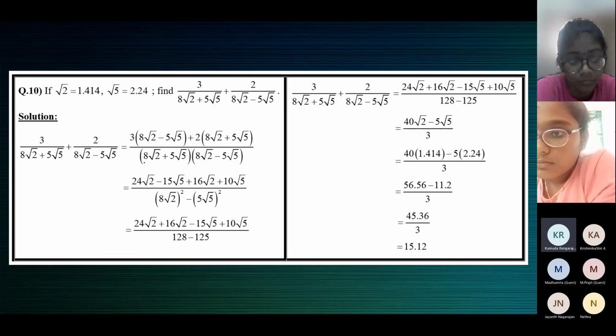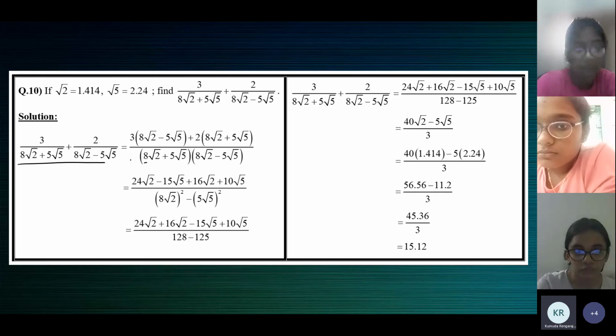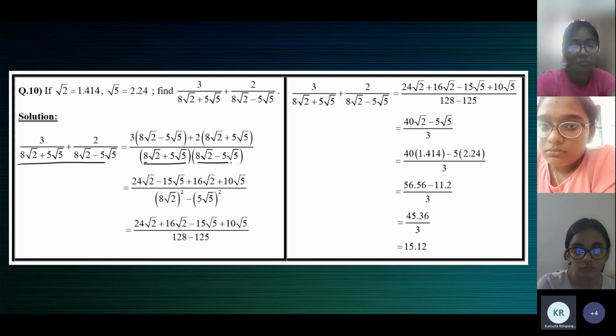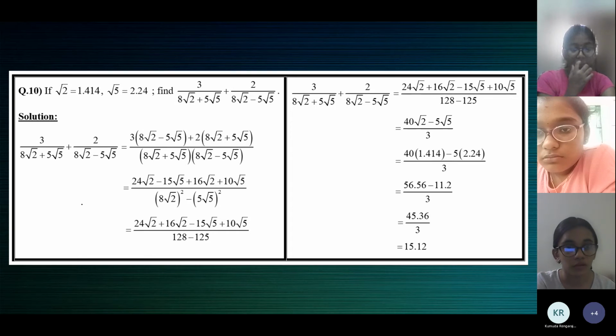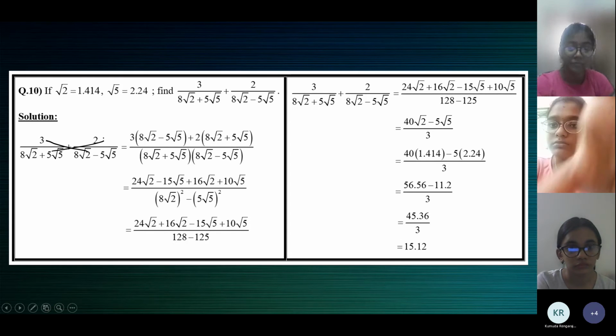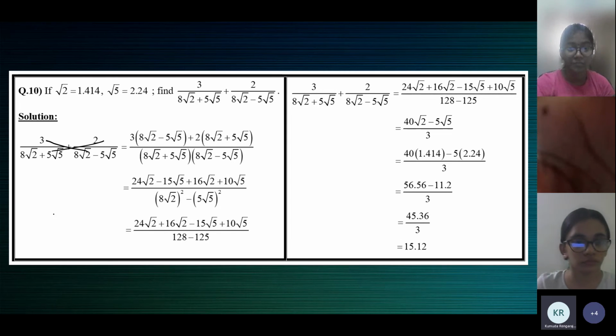Come along with me, children. This is what is given. You can see the LCM here. So you should multiply 3 with this one and 2 with this one. 3 into this one, 2 into this one. LCM. That's what we do.